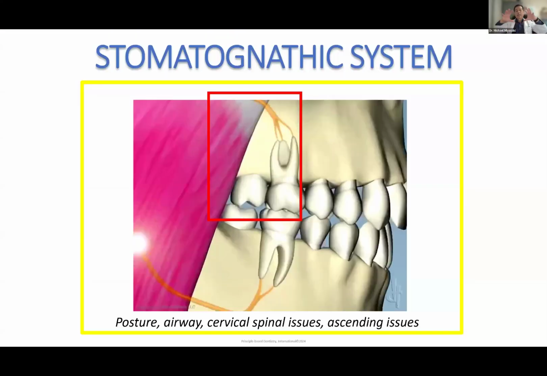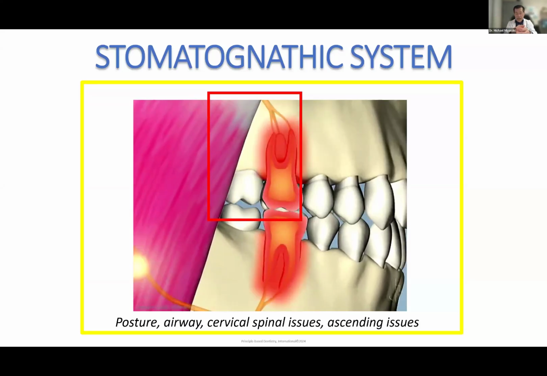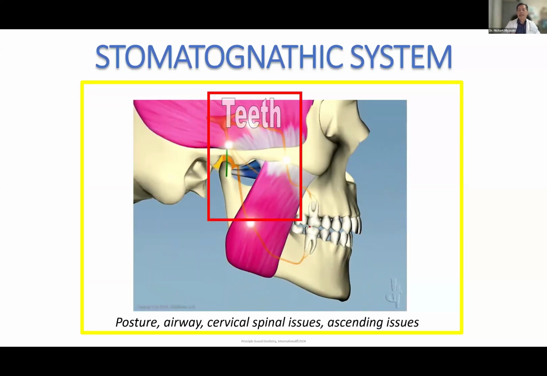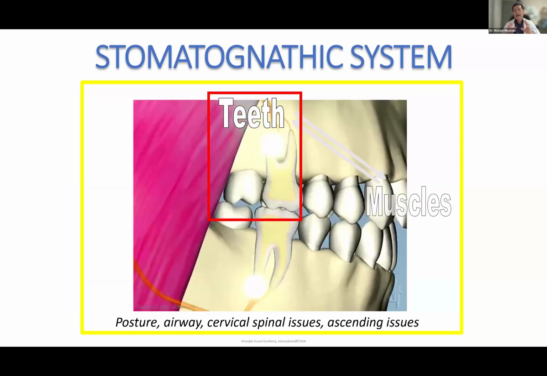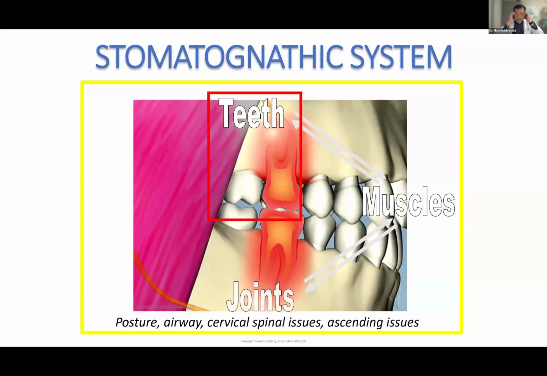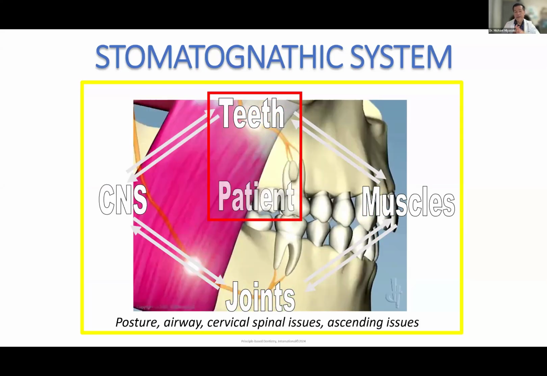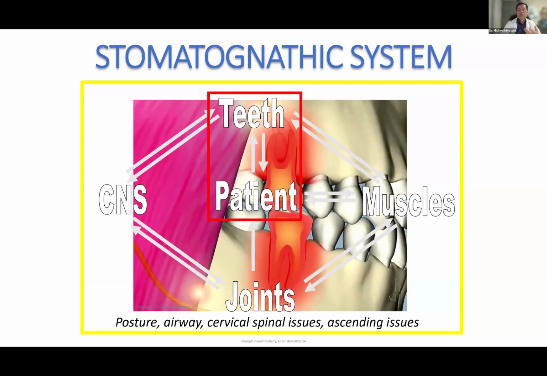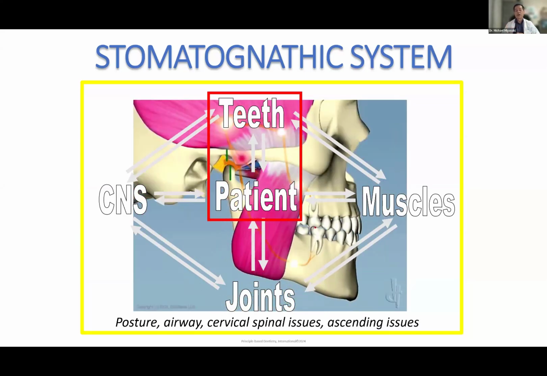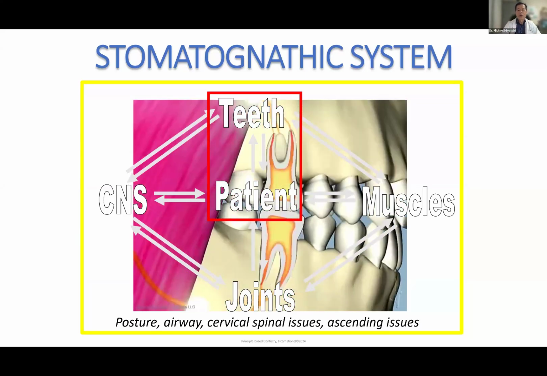So what we're doing is we're looking at the patient as a whole, not just teeth and gums. We're looking at how the condyles work. We're looking at how the muscles are working. Do they get headaches? Do they have pressure or tension in the neck area? And we're looking at how the central nervous system works. And I mentioned earlier, we're looking at posture and airway.